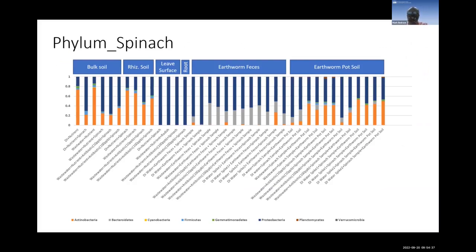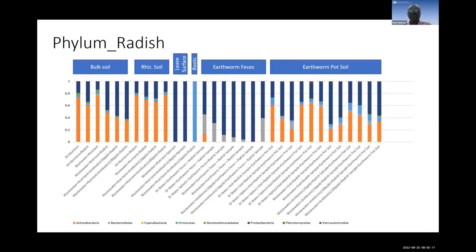So what we observe is that the microbial community in the earthworm gut has a lot to do with what happens with the antimicrobials in the soil and with what happens with antimicrobials in the earthworm gut. That there is a lot of detoxification in the earthworm gut, and also formation of new microbial communities that are involved in degrading some of these compounds, both in spinach and in radish.